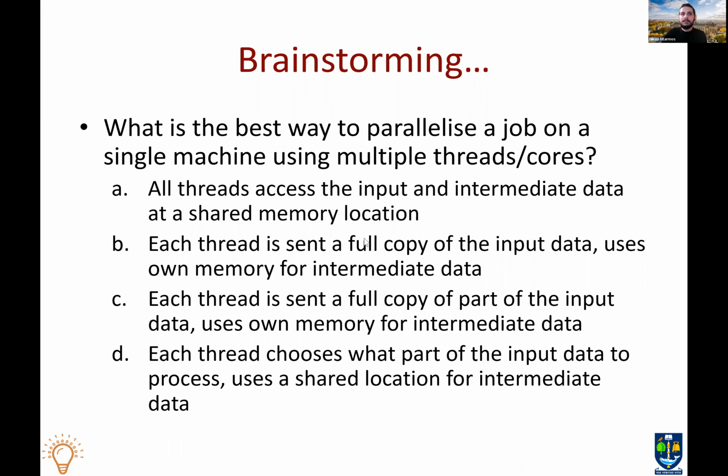Let's look at option D, which is the most popular one in the poll. Here the thread chooses what part of the input data to process. We assume, as I said earlier, that the thread will access that data from a shared location, and then it will use a shared location for intermediate data. This is just like option A, only the decision of what part of the input to process is taken by the thread and not by some mastermind. Those of you who did not choose this option, why do you think this is bad? What's wrong with this?